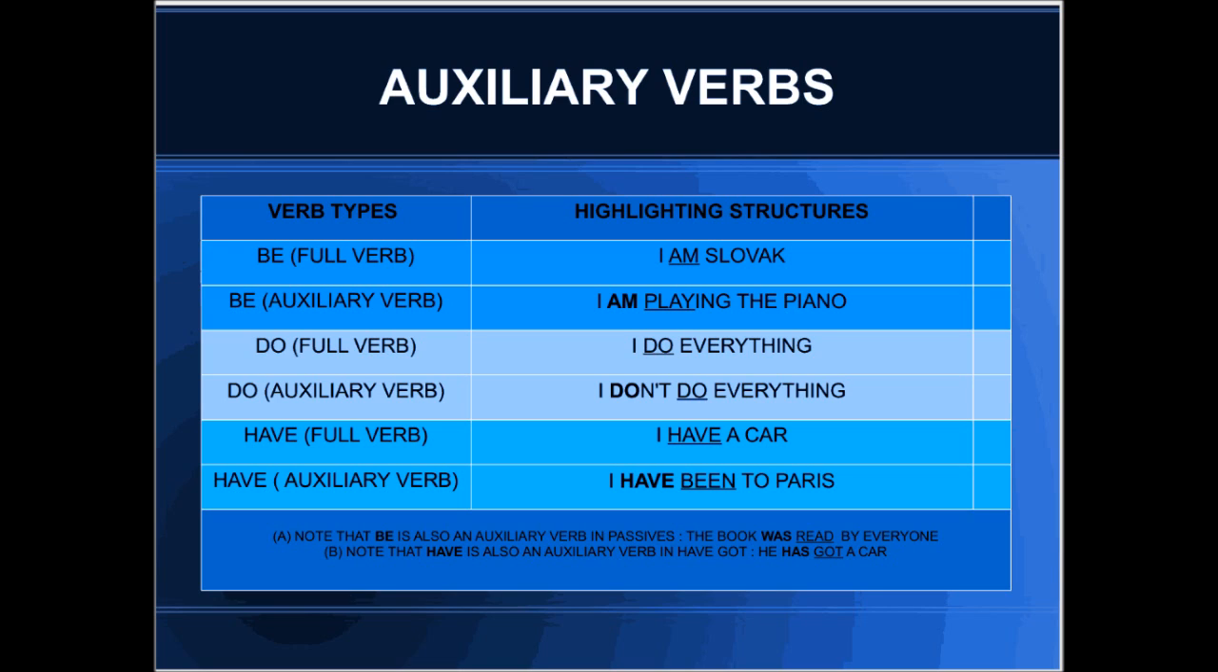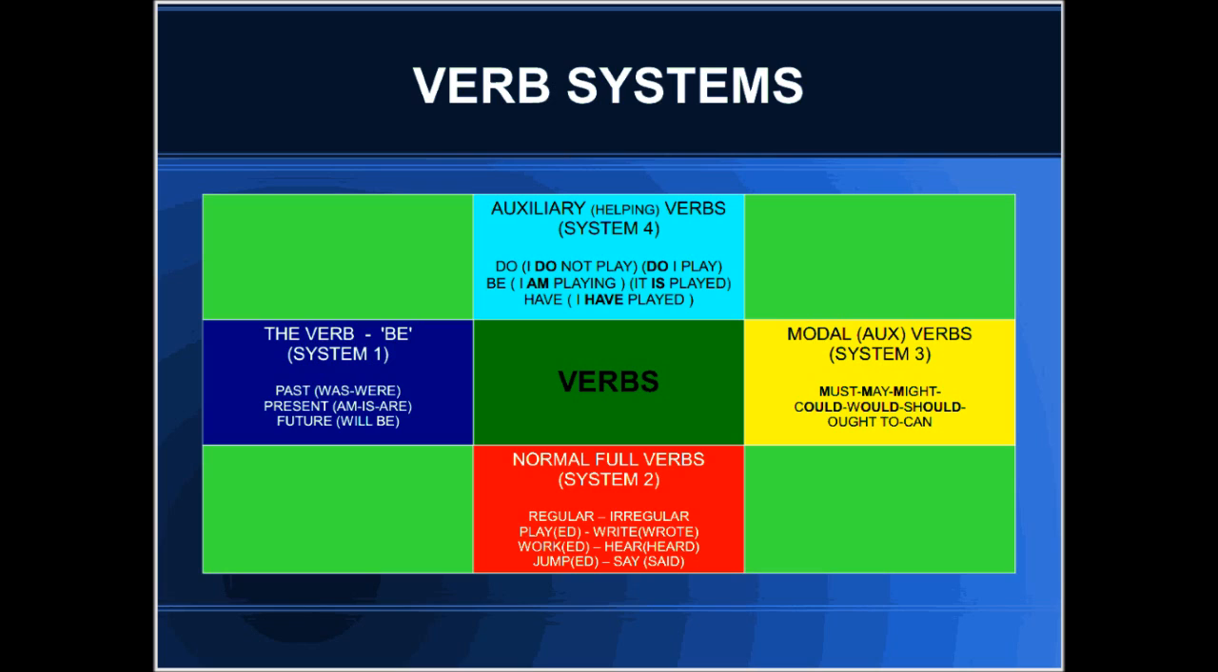If we return to look at our verb systems, you can now see a layout of the different things that we need to know in the different areas, the 4 areas of the verbs. The verb be in system 1, we need to know the past was were, the present am is are, the future will be. In normal full verb system 2, we need to realize that there are regular and irregular verbs there, and we need to be able to develop the concepts through the past, present and future in the simple, continuous, perfect simple and perfect continuous.